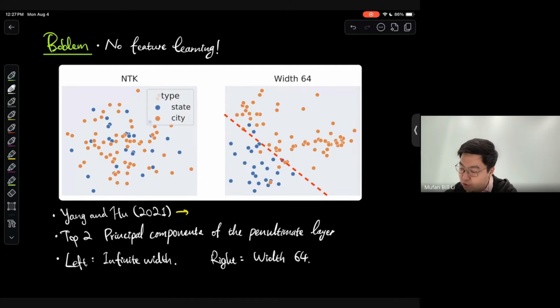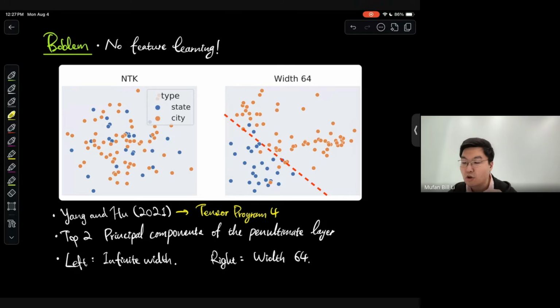So something interesting to observe here is that the left figure, the infinite width network, is supposed to have much more computing power than the right figure, which only has width 64. But somehow the top two principal components actually contain way less information. Right? So this is very interesting because somehow taking the network width to infinity lost us a desirable behavior, right? This ability to separate these two types of data, the state and the city here. So in this paper, a very nice paper by Greg Yang and Edward Hu, sometimes called the Tensor Programs 4 paper.